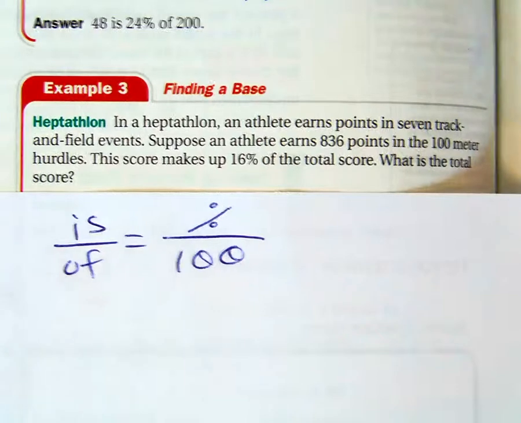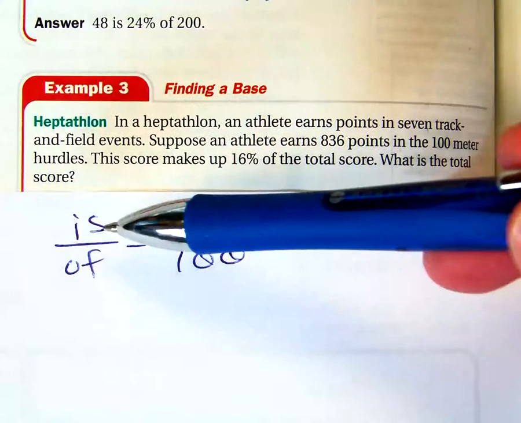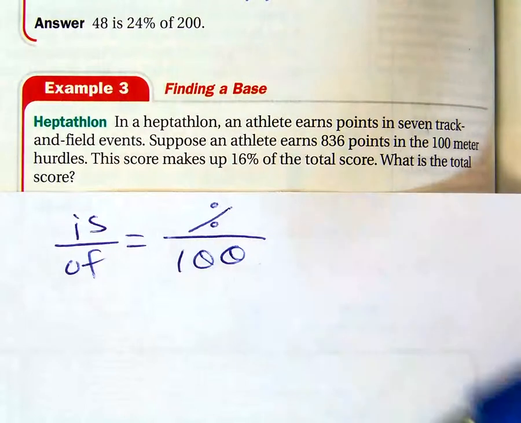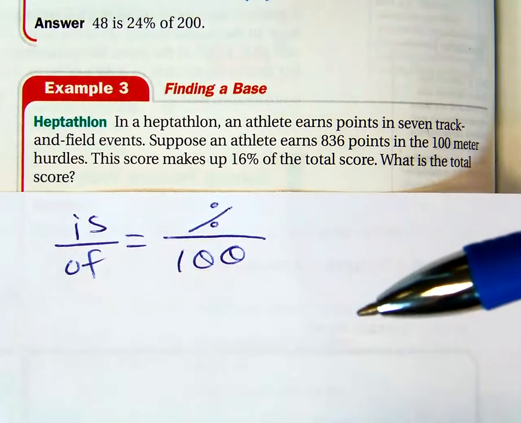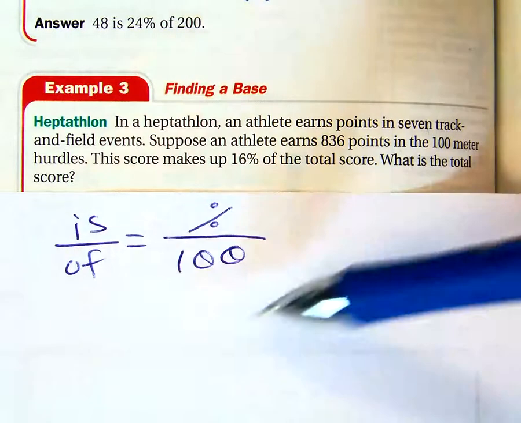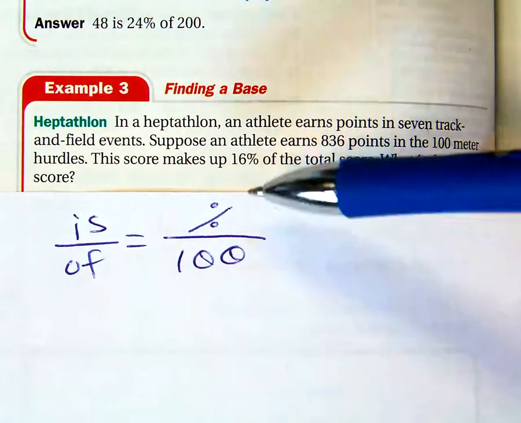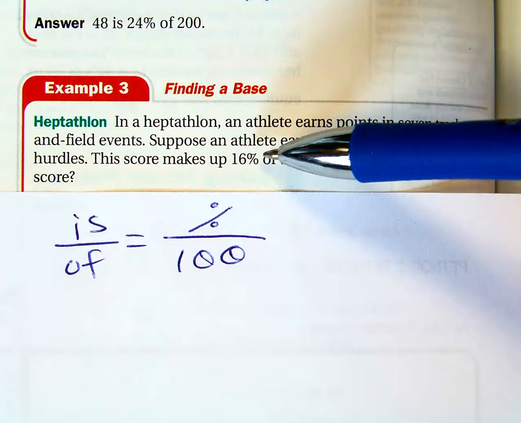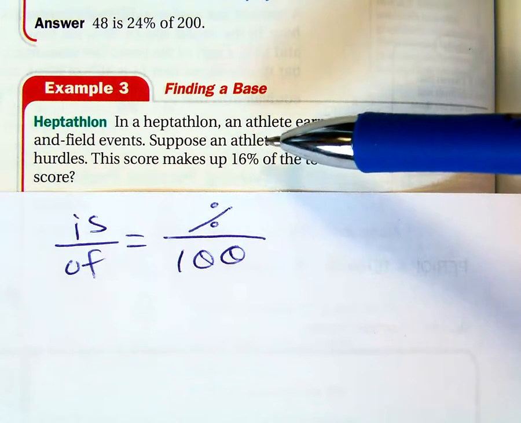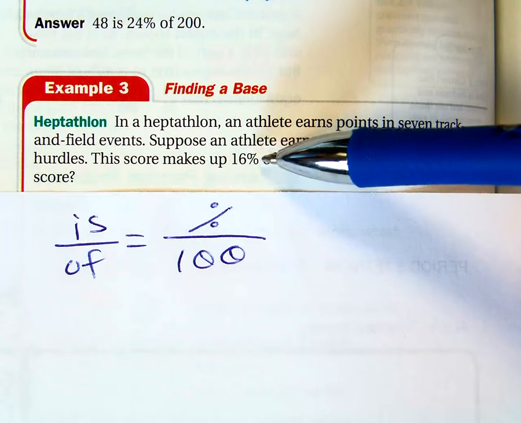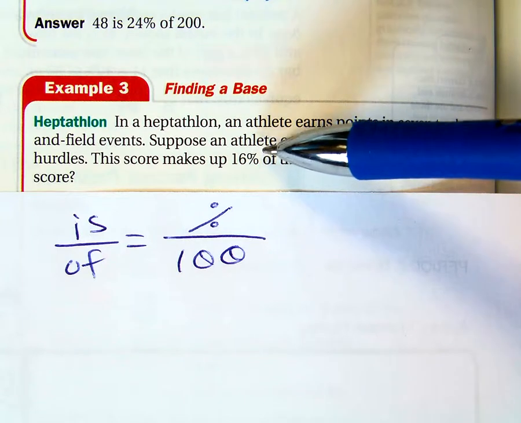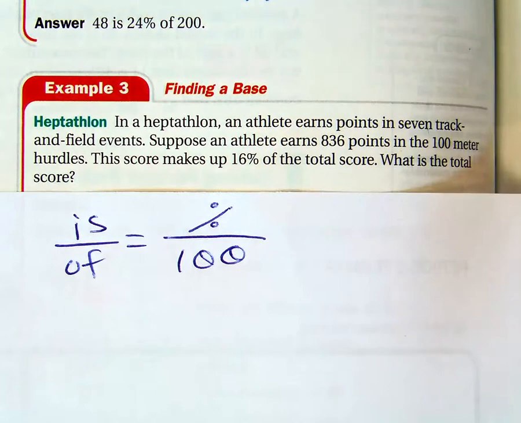As we read through this problem, we're looking for these specific things: is, of, and percent over 100. The most obvious number that you could plug into this proportion that we've been working with is the 16%. So the first thing I want all of you to do, looking at the proportion that you've been creating, is this: if 16 is a percent, 16 should be over 100.